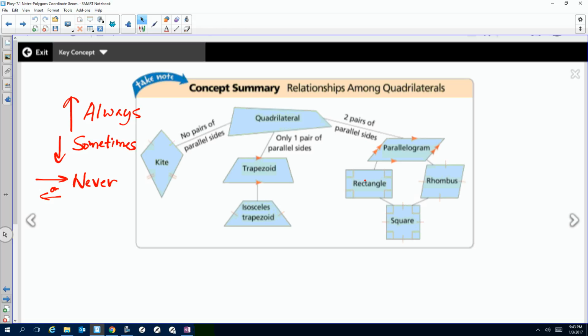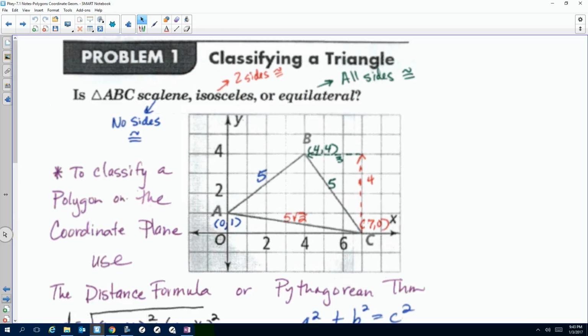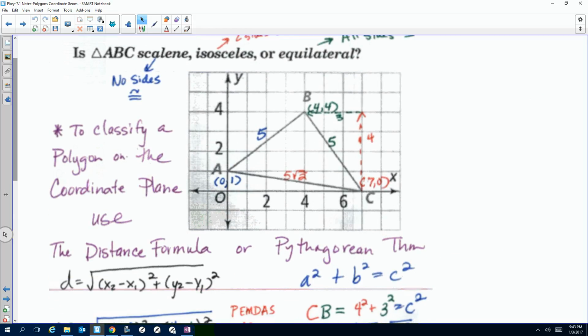We had talked about always, sometimes, never. Remember, we did the flow chart. That's always. We did this on our yellow flow chart in Unit 6. And here's our key concept I asked you to memorize. You can also use Pythagorean theorem. We talked about classifying a triangle by its sides. And so to do that, we have to use the distance formula. Or you can use Pythagorean theorem.